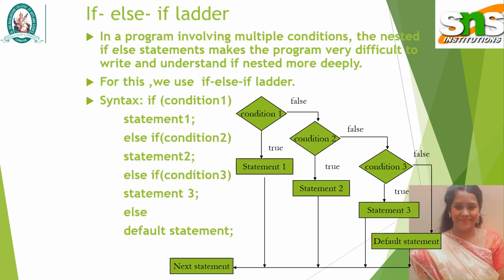So this is the else if ladder. If condition 1 is true, statement 1 is executed. If condition 1 is false, condition 2 is checked. If condition 2 is false, condition number 3 is checked. If all the conditions are false, it will go for the default statement. So this is a ladder, not one nested inside the other. It is like a ladder: if one is true, it will execute it. Otherwise, it goes for the next statement.